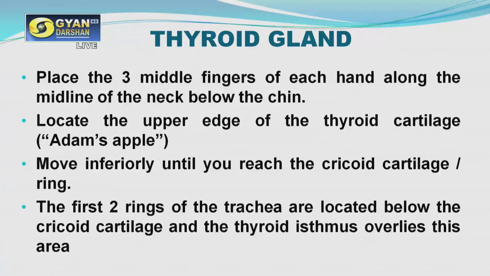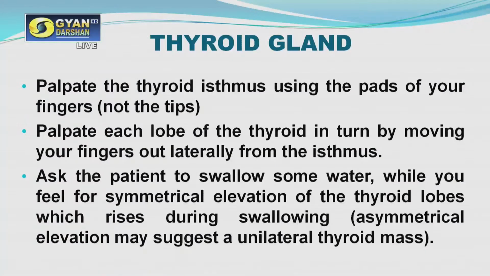The first two rings of the trachea are located below the cricoid cartilage. So after the cricoid cartilage, there is the trachea, and between the larynx and trachea is the voice box, and the thyroid isthmus overlies this area. You palpate the thyroid isthmus using the pad of your fingers, not the tips. You have to use the pad of your finger to palpate this area.